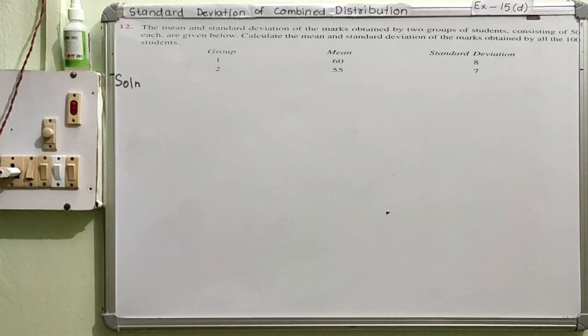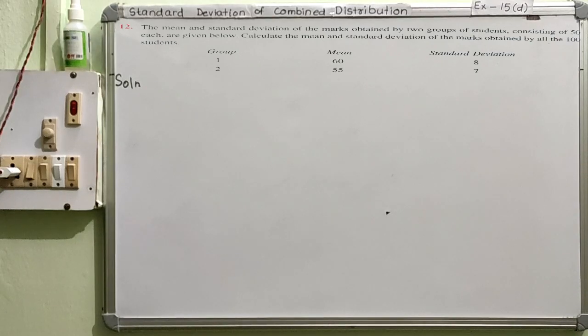So the mean for the two groups are given, and the standard deviation also is given. Clear? Now the question says what? The mean and the standard deviation of the marks obtained by two groups of students consisting of 50 each. Here all the information is given. There are two groups, and in each group we have 50 students, and for those two groups we are already given the mean and the standard deviation. I don't need to read it out. What we have to do is calculate the mean, this means combined mean, and also the standard deviation of the marks obtained by all the 100 students.